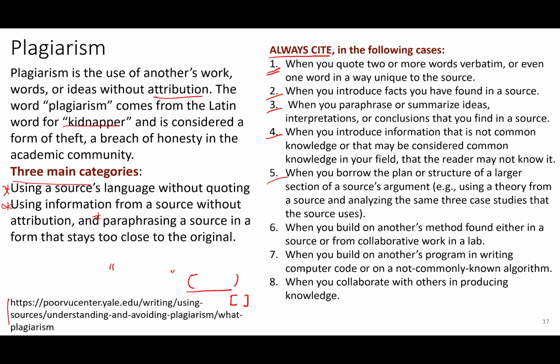When you borrow the plan or structure of a larger section of a source's argument, for example using a theory from a source and analyzing the same three case studies that the source uses, you must cite. When you build on another's method found either in a source or from collaborative work in a lab, you must cite. When you build on another's program in writing, computer code or not commonly known algorithm, you must cite. When you collaborate with others in producing knowledge, you must cite. And so you see, whenever you use something from others, you must cite.